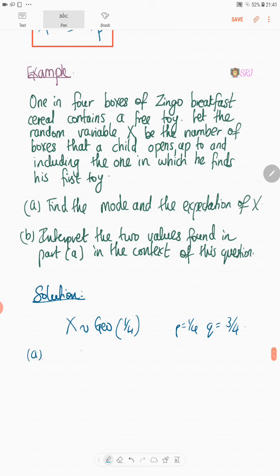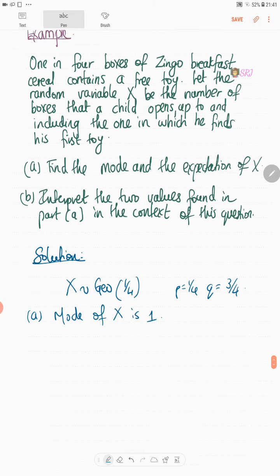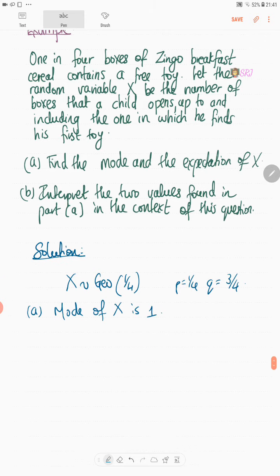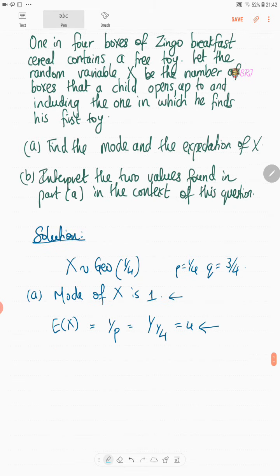First part, the mode of X is 1, because we know the mode for all geometric distributions is 1. And then we have the expectation of X. We apply the formula: we know that mu is 1 over p. So here we have 1 divided by 1/4, that is the reciprocal of p, which is 4. So this is for the mode and expectation of X.